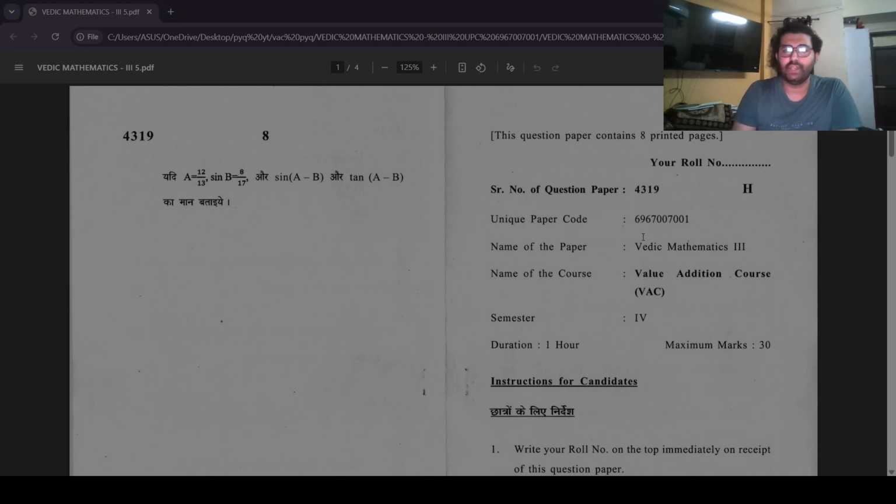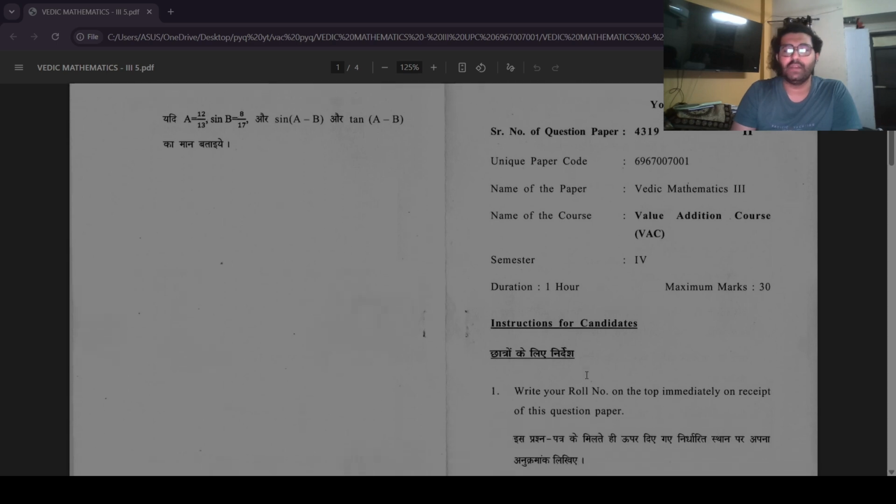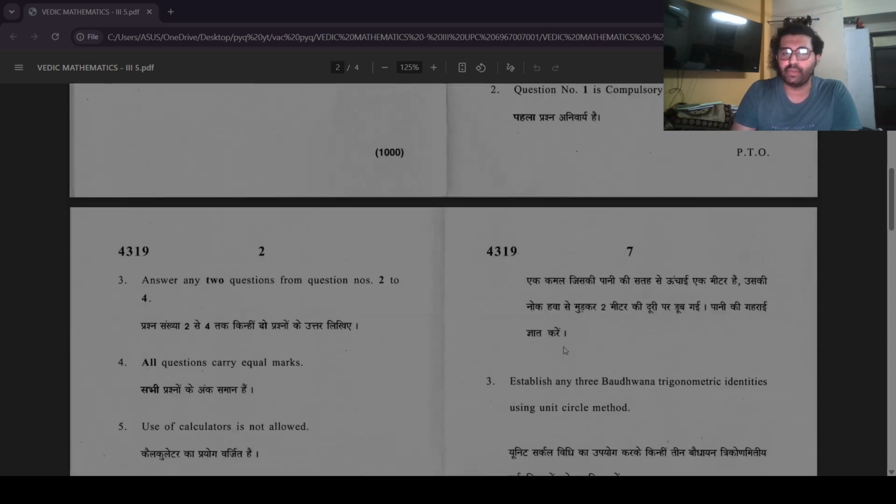Welcome. So here's the unique paper code. The name of the paper is Vedic Maths 3. It's a VAC course. It's for semester 1 to 4. The maximum duration is 1 hour and maximum marks is 30. Guys, remember to read all the instructions before attempting the question paper.